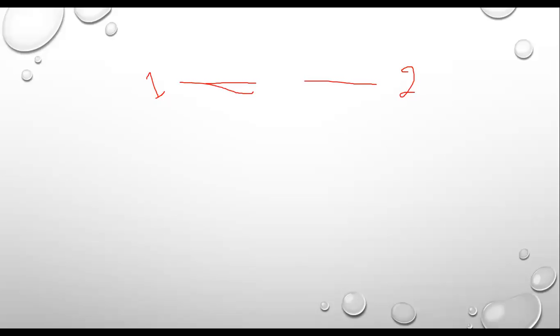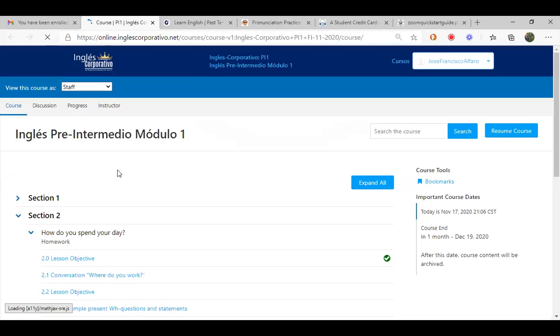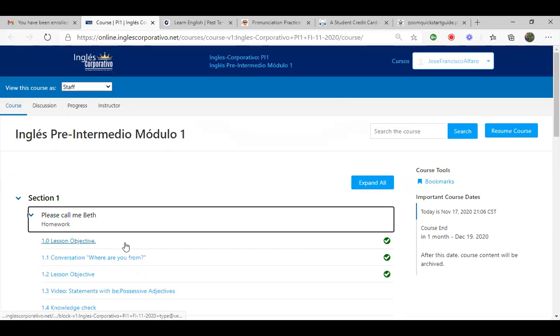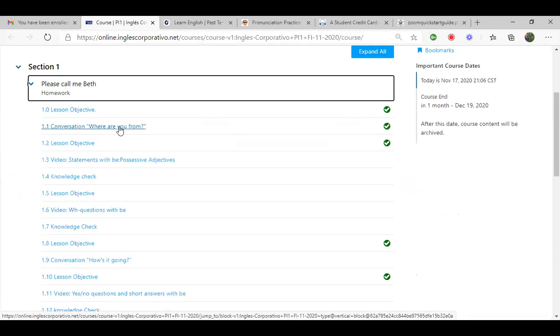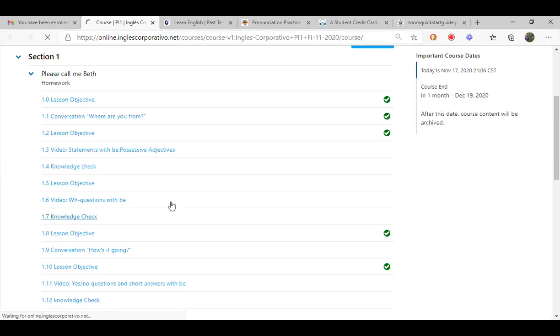Let me take a look at the platform right now. So what's the exercise? Could you tell me the number? What's the lesson? Yes, it's in lesson one. Okay. And do you remember the number? I'm going to share the screen for you right now, all right? Can you see the screen I'm sharing? Inglés Pre-intermediate Módulo 1. Can you see that screen? Yes. Okay, on this WH questions. Okay, WH question. Now 1.7. 1.7, yes. Okay, let me take a look over here.